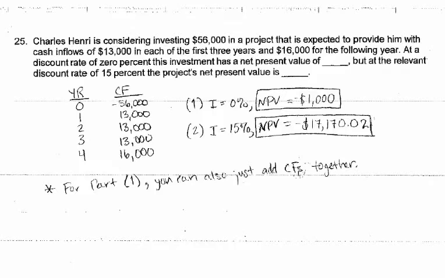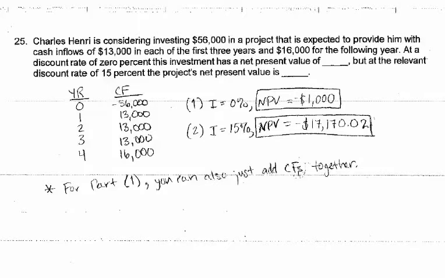So Charles Henry is considering investing $56,000, so that's your initial cost or cash flow zero, in a project that's expected to provide him with cash inflows of $13,000 in each of the first 3 years. So you could, when you put those in your cash flows, put them in for 3 years in a row, or just change your frequency to 3. Then $16,000 for the following year, so year 4 is going to be $16,000. That might end up being your second cash flow if you changed your frequency to 3, though. Okay, but below I'm just doing this one at a time.